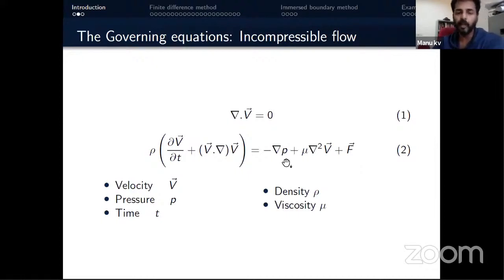We can see this is nothing but Newton's second law of motion: the inertia force is balanced with the pressure force and viscous force. And here we are adding a force which will handle the immersed boundary part. These are the conventional notations: vector velocity is v, pressure is p, time is t, and density and viscosity are rho and mu respectively.